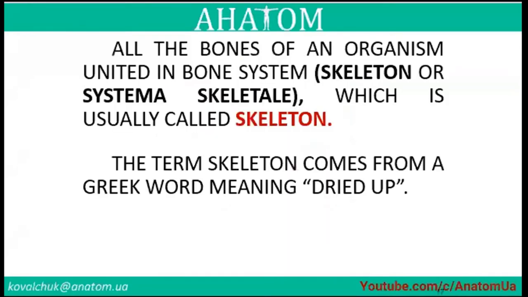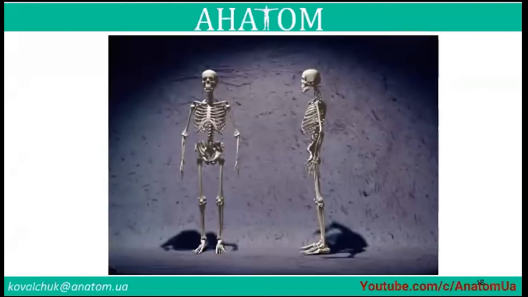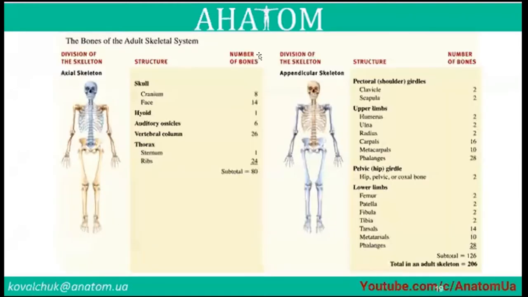So, all the bones of an organism are united in the bone system, or skeleton, or skeletal system, which is usually called the skeleton. The term skeleton comes from a Greek word meaning dried up. The skeleton consists of the axial skeleton, the skull, vertebral column, and thorax, and the appendicular skeleton, the bones of the upper and lower limb.